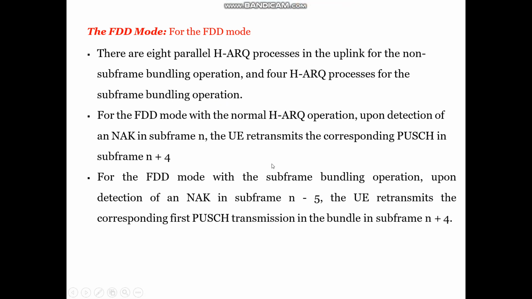For the FDD mode with the subframe bundling operation, upon detection of a NAK in subframe n-5, the user equipment retransmits the corresponding first PUSCH transmission in the bundle in subframe n+4. This is the way the FDD mode works when there is a NAK.